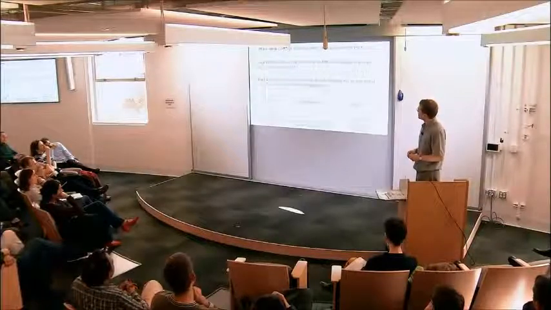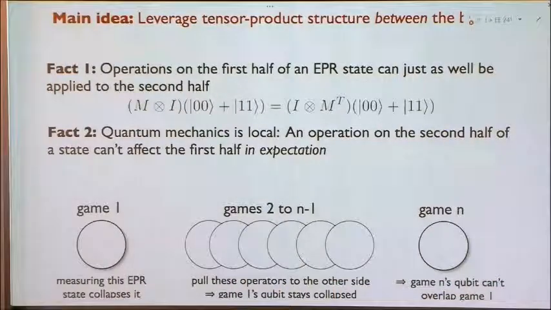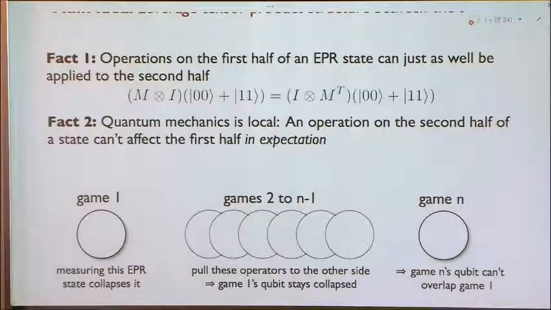And the idea really just is based on these two facts of EPR pairs. So the first one is simple to verify: if you have a 2x2 matrix M, and you tensor it with the identity applied to this vector 0, 0, plus 1, 1, that's the same as the identity tensor M transpose on this vector 0, 0, plus 1, 1. You can just check that. And what that means, though, is that anything that's done on the first half of an EPR pair, Alice's half of an EPR pair, can equivalently be done on Bob's half of an EPR pair, up to a transpose operation.